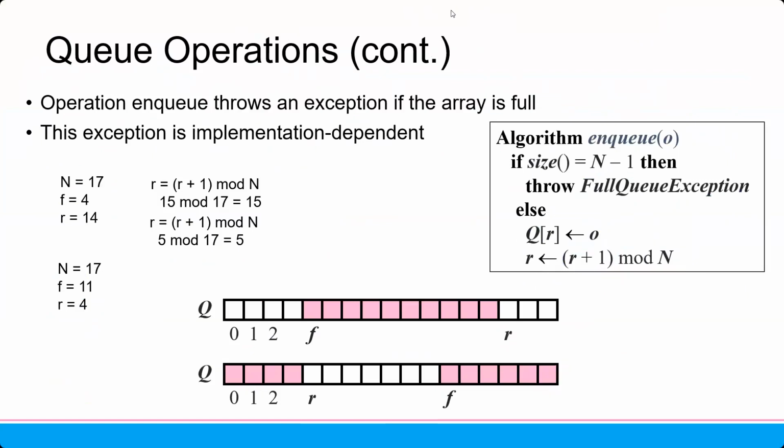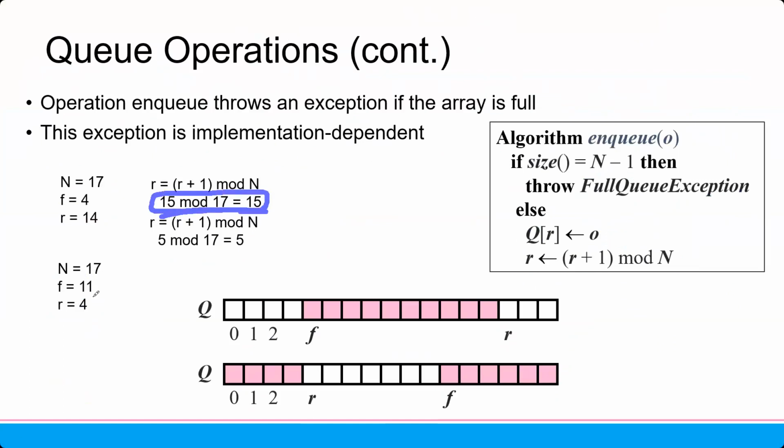So for example, let's say R now is 14. Then the next R is 14 plus 1, which is 15, mod 17. 15 mod 17 is 15. So there is no change. This is still in the range of the array.